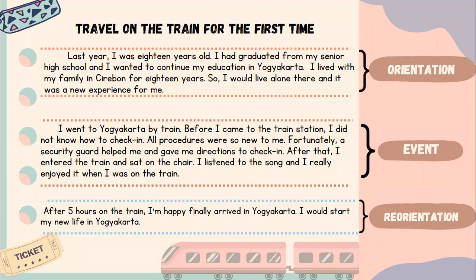In events, it is a series of paragraphs that retells events of the story in a chronological order. In this story, the writer tells about the writer's first experience in a train station. It started when the writer didn't know how to check in. After that, the writer was helped by the security guard, and finally, the writer could enter the train and enjoy the trip. And the reorientation is in the form of a closing paragraph of the story, which usually contains personal comments or how the writer feels about the story. It can be shown that in this story, the writer finally arrived in Jogja with a happy feeling.